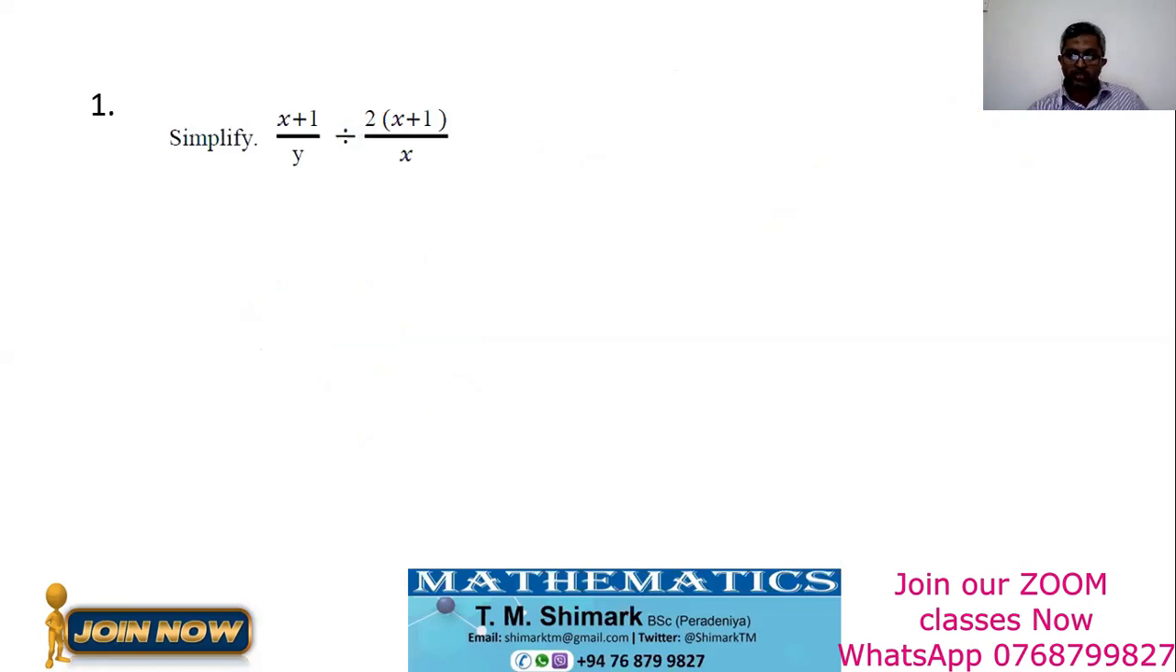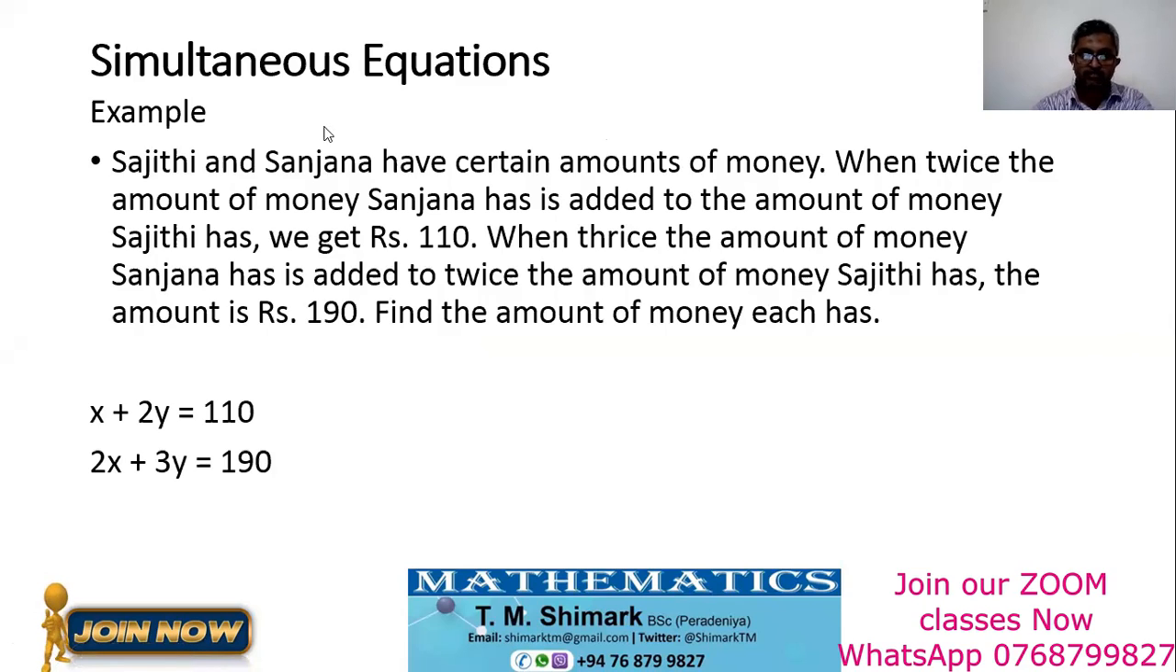I'll be going to the next part. Simultaneous equations means 2 equations will be coming together, with 2 equations and 2 unknown factors.